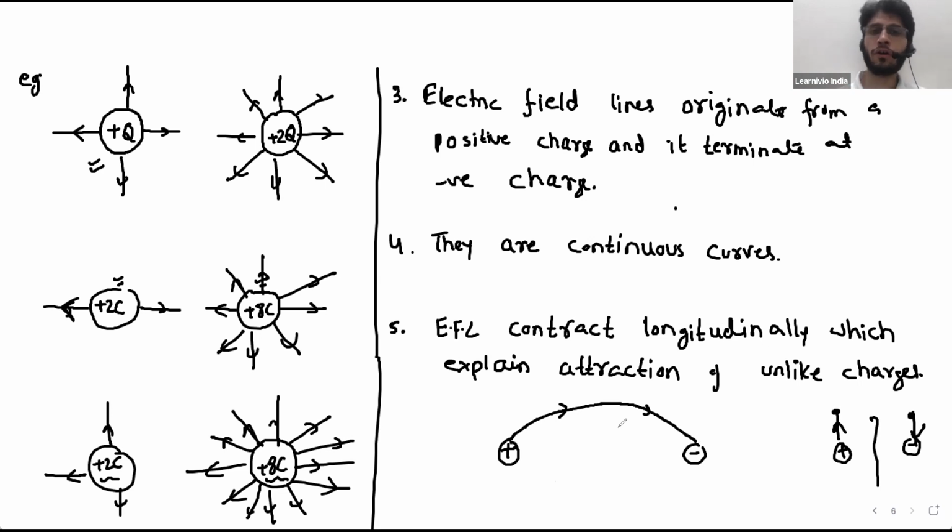And this longitudinal contraction always explains the attraction of the charges. Even if I don't tell you that one charge is positive and one charge is negative, I just draw this type of contraction, then this type of contraction would mean that the charges will attract each other.